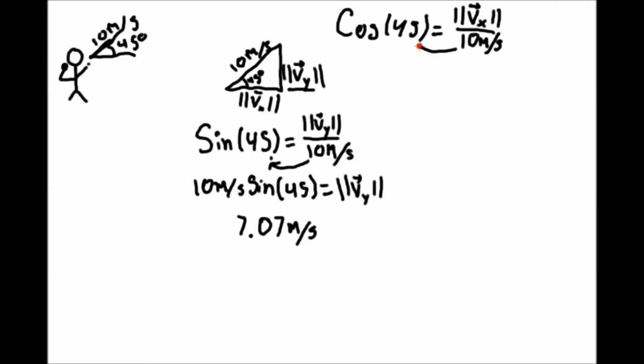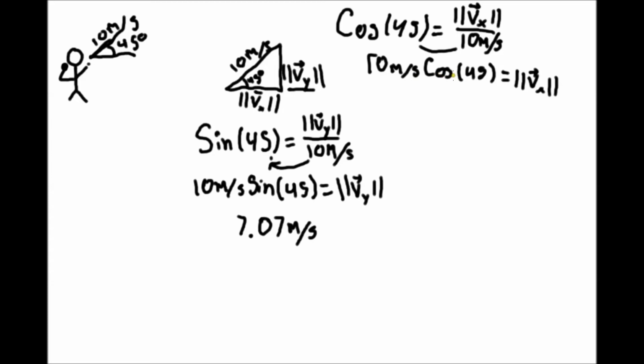And again, you can move the 10 meters per second over here. So we have 10 meters per second times cosine of 45. And sorry, this pen is a little blurry. I'm just trying to preserve space, not conserve.